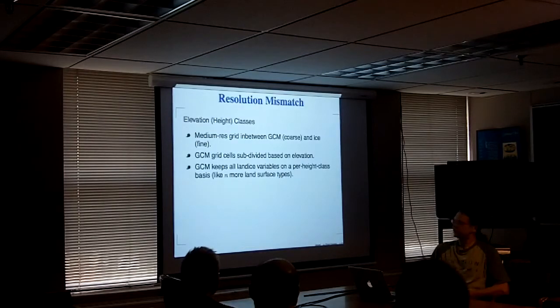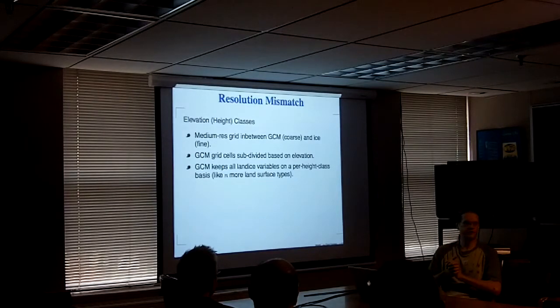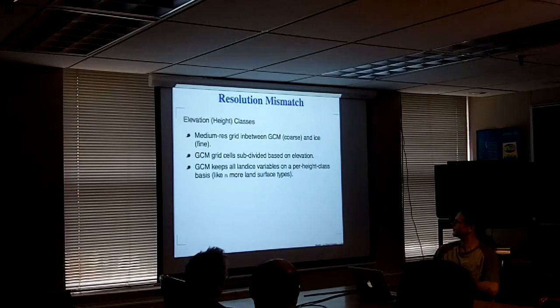So, the resolution mismatch. I promised we're going to talk about height classes. We have this very coarse GCM grid and this very, very fine ice grid, and we're going to define a medium scale grid in between the two. We could compute everything on our very fine ice grid, but then you involve a lot of extra computation in ModelE that's kind of repetitive. So we define this medium resolution grid that's coarser than the ice grid and finer than the GCM grid.